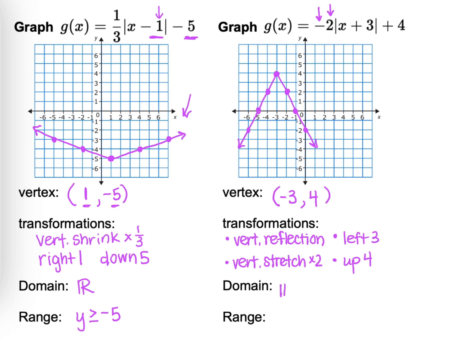Domain's going to stay all real numbers. It's still infinitely wide on the x. For range, this time it actually goes infinitely down. So our range is going to be all of the y values that are less than or equal to 4, since that's the highest it goes.